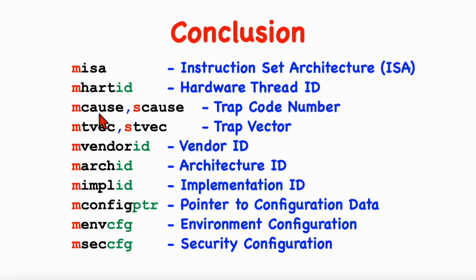We also look more closely at what the hardware puts into the cause registers, both for a machine mode trap and a supervisor mode trap. The addresses of the machine mode and supervisor mode trap handlers are stored in the trap vector registers. And we saw that the software can optionally use a jump table to dispatch to the individual interrupt handlers if it needs to. Then we looked at these three registers, which are read-only.